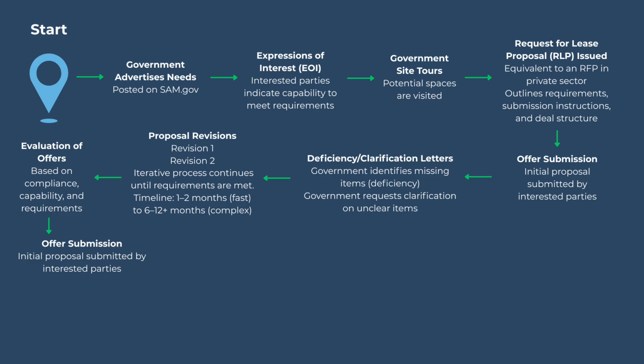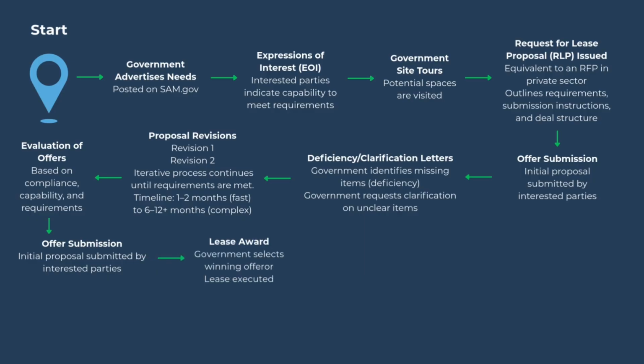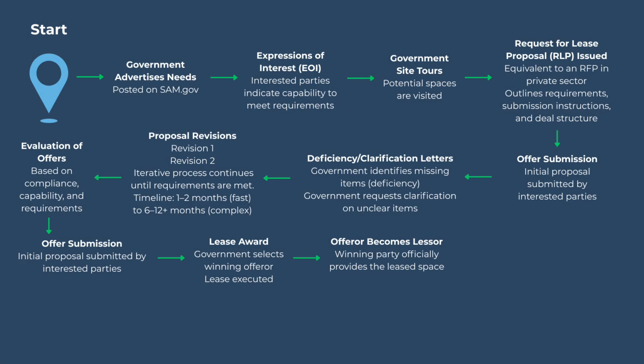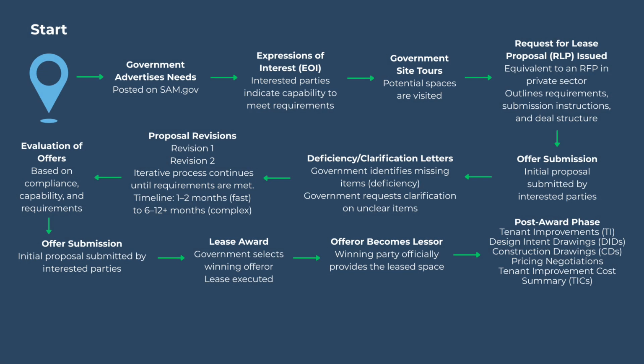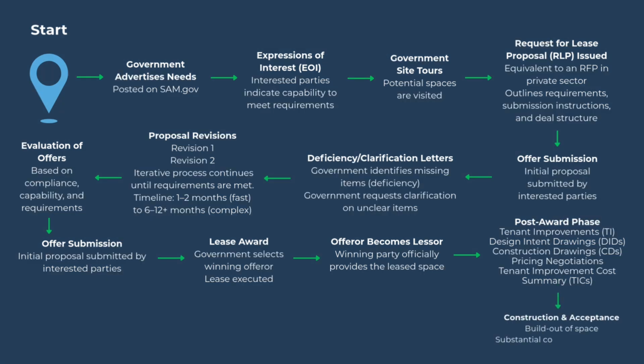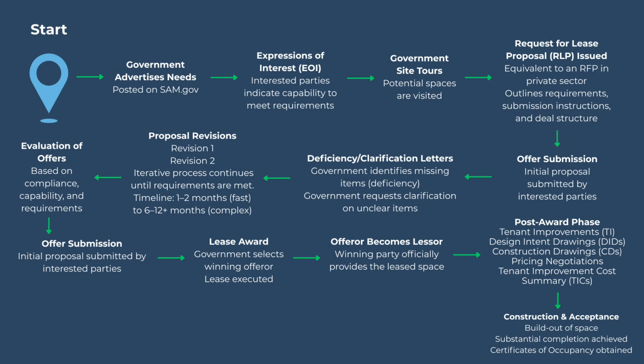After the RLP process, you get to lease award. So that's when the lease actually gets executed. The government selects who the winning offeror is. That offeror now becomes the lessor once the lease is executed. And we were talking about post-award in that previous phase. So that's when we move into the post-award phase. Post-award, you can just think of as the tenant improvements, design, construction, acceptance of space. Now that could be a very long time period, but those are the critical things that happen during post-award.